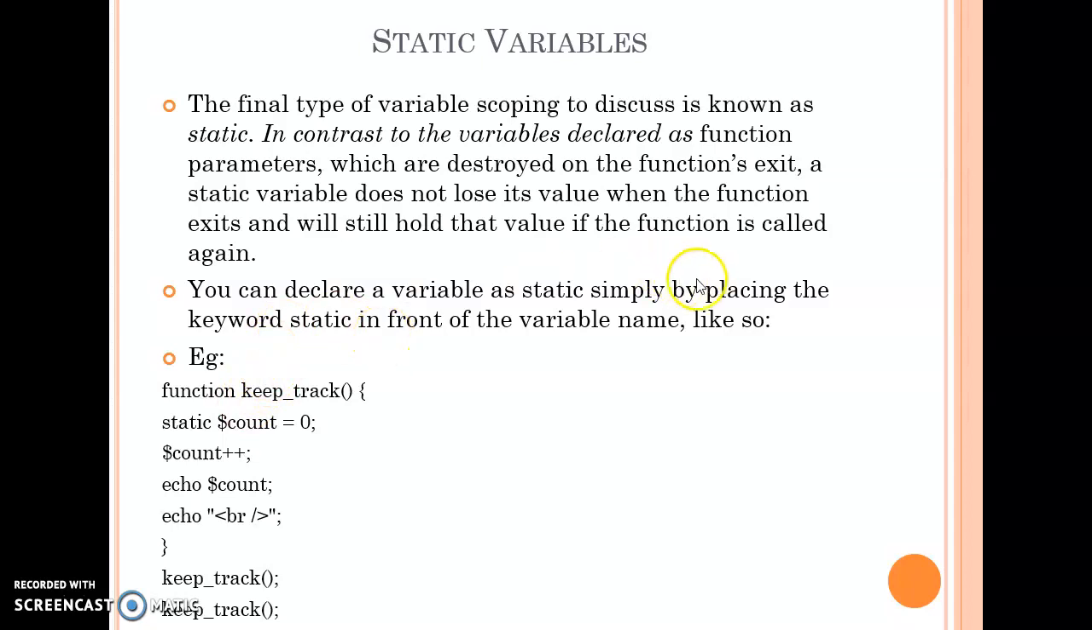You can declare a variable static simply by placing the keyword static in front of the variable. In this example, function keeptrack, static $count equals 0. So initially the count value is 0.